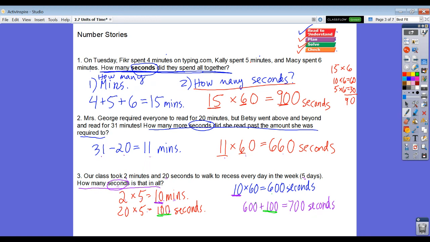Now, you could have gotten 700 seconds a very different way. Maybe you converted first. Right off the bat, you said 2 minutes is the same as 120 seconds. So this is 140 seconds, and maybe you took that and multiplied it by 5. That would be a great strategy as well to get you 700 seconds. Perhaps there's a strategy I'm not even thinking of. So there are many different ways to arrive at the solution of 700 seconds, and that's why problem solving is so much fun. And I hope you'll have fun trying out the units of time problems that you do today.